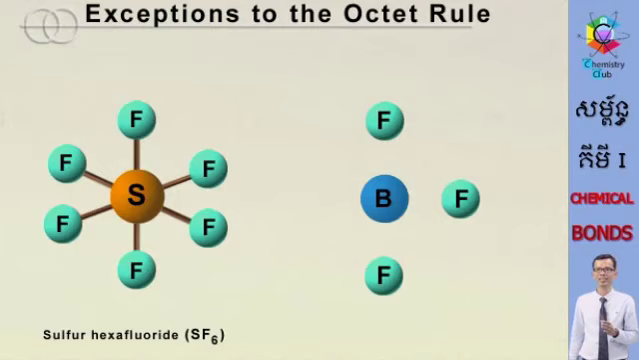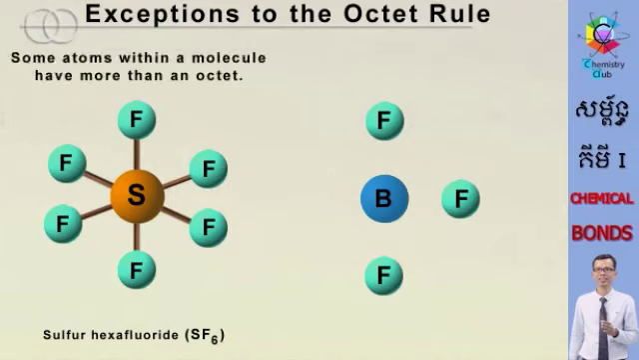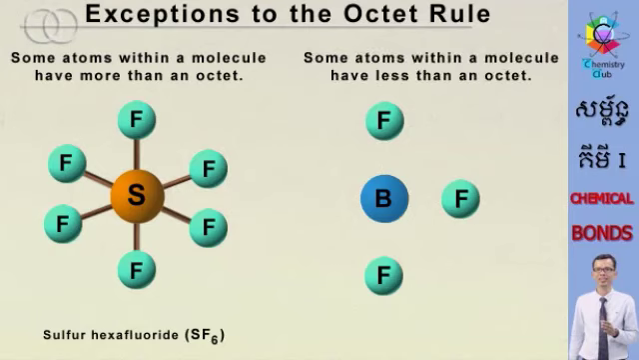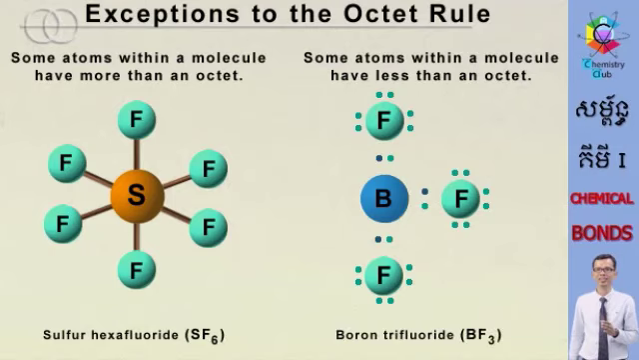As with most rules, there are exceptions. Of course, there are some exceptions to the Octet Rule. Sometimes molecules violate the Octet Rule either by having more than an octet or less than an octet. Molecules containing the element boron often have fewer than 8 electrons in boron's valence shell. One example is Boron Trifluoride.